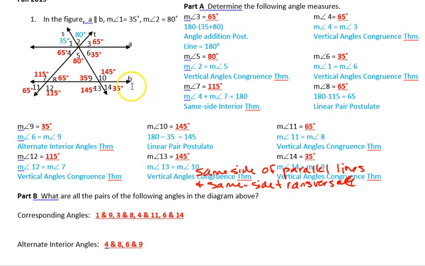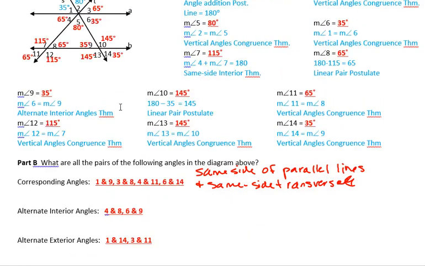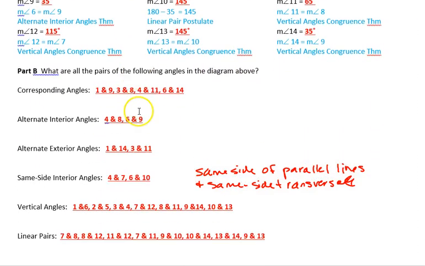We got lots of vertical angles here. So we talked about this a lot too. So we've got 1 and 6, 2 and 5, 3 and 4, 7 and 12, 8 and 11, 9 and 14, 10 and 13. And then we have a bunch of linear pairs as well. So basically we've got 7 and 8, 8 and 12, 12 and 11, 11 and 7, 9 and 10, 10 and 14, 14 and 13, 9 and 13. Those are all our linear pairs.